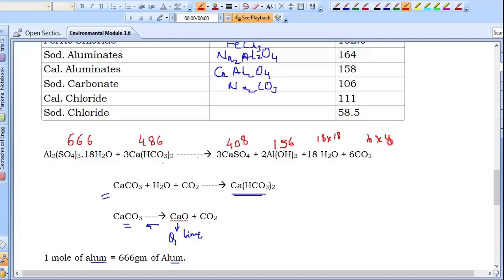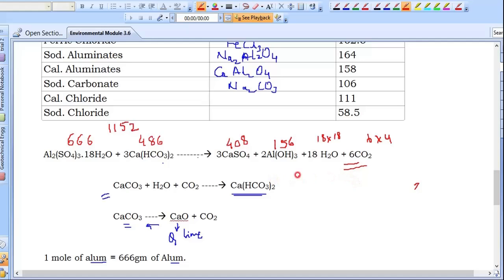Now the left side should be equal to the right side. 666 plus 486, we have added 1152, and here we are getting 1408 plus 156 plus 18 into 18 plus 6 into 44, then 1152. Adding all of them together, again we are getting 1152. It is a balanced equation.